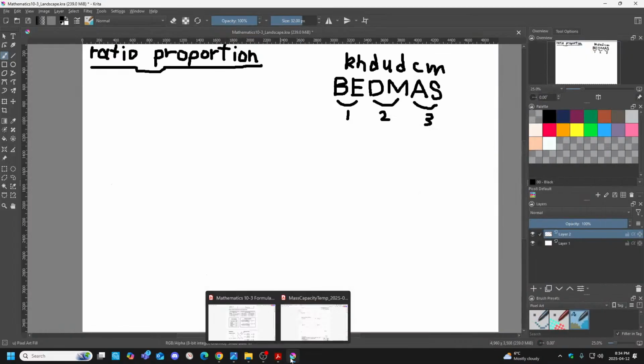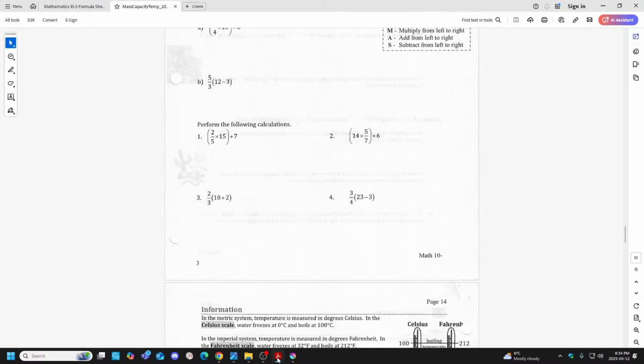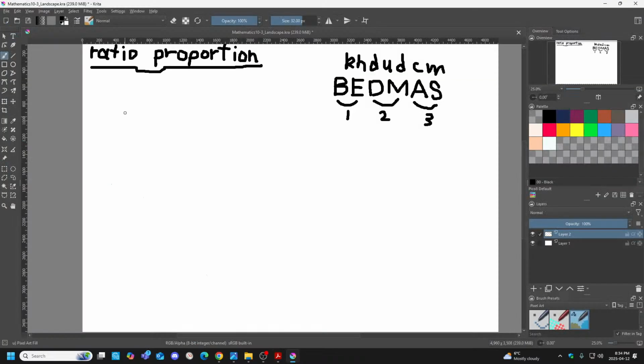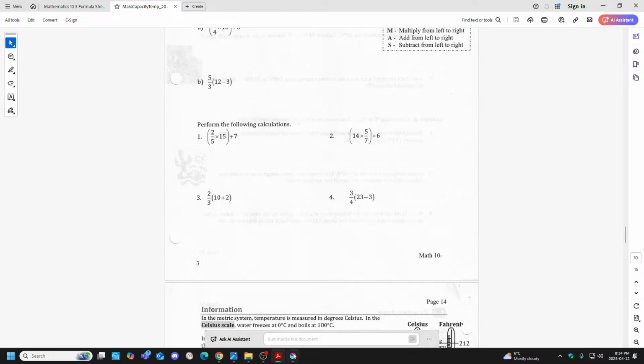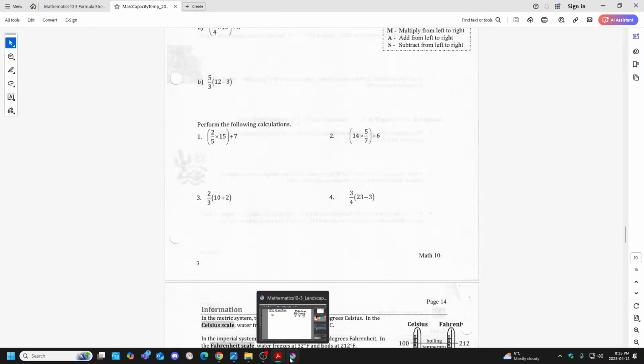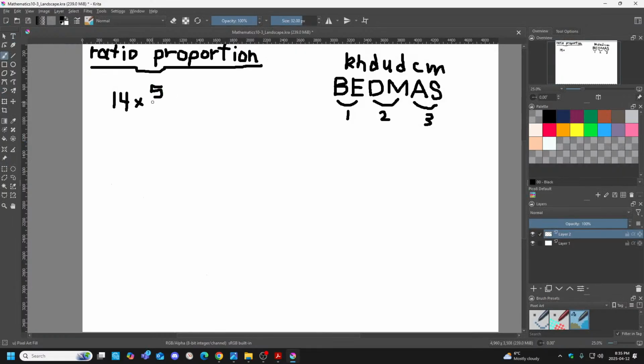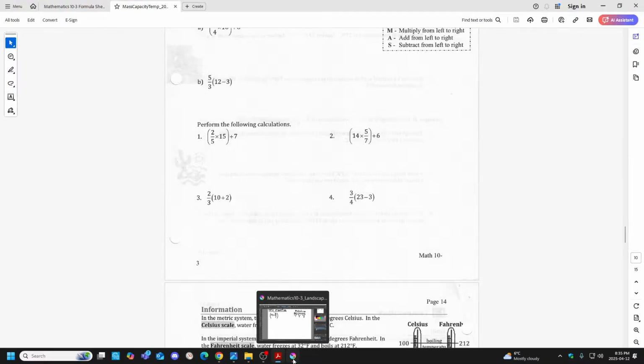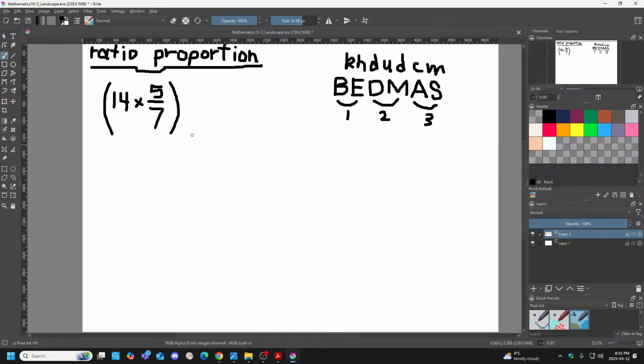14 times 5 over 7. It doesn't really matter the order. Don't let it confuse you. Again, when you're multiplying stuff, it doesn't matter if the 14 is on the left side or if the 14 is on the right side. It does not matter. Okay, 5 over 7, and that's all in brackets, plus 6. 14 times 5 over 7 plus 6.